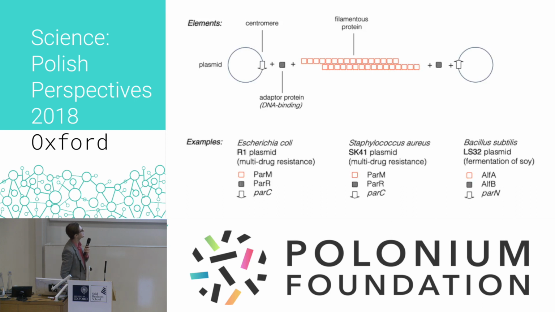I just listed three here, and two of them are found on very important plasmids that have been found to confer multi-drug resistance in both E. coli and S. aureus. So they are of vital importance for medical research. And the plasmid, as I said, contains a centromere, which is a DNA sequence to which the adapter protein binds, and then the adapter protein allows for the growth of the filament.